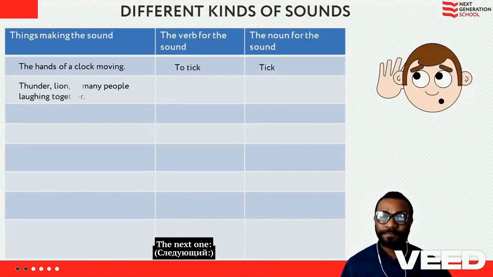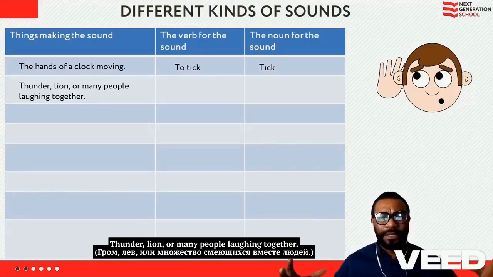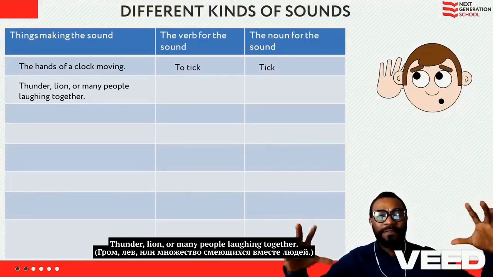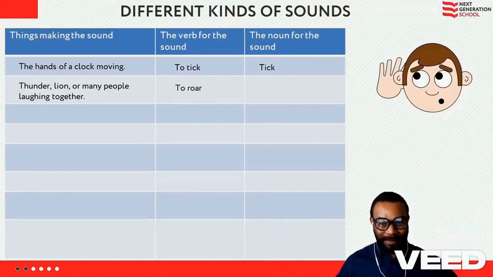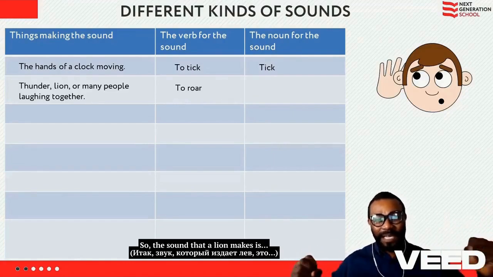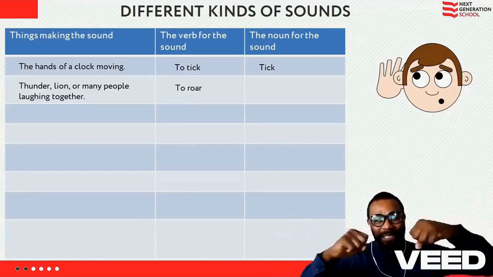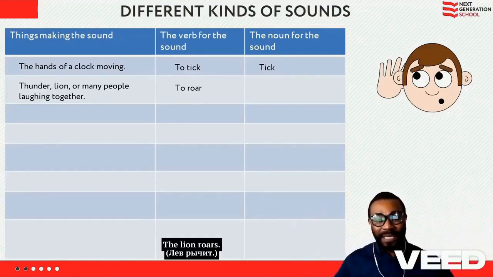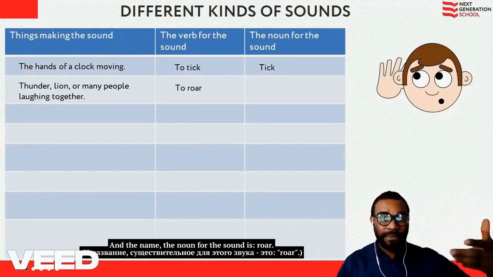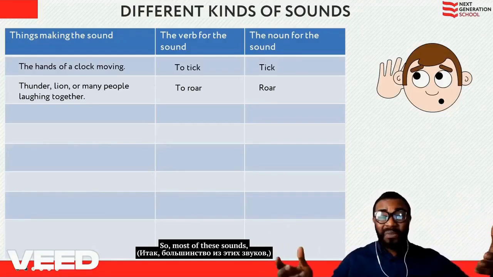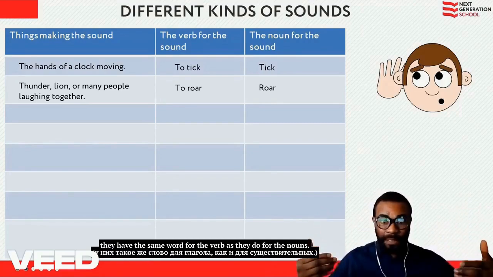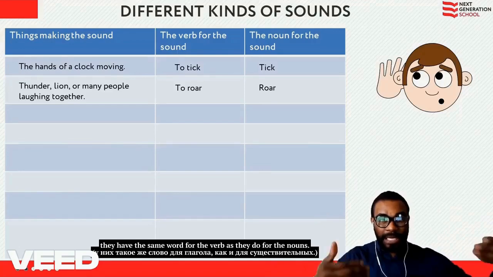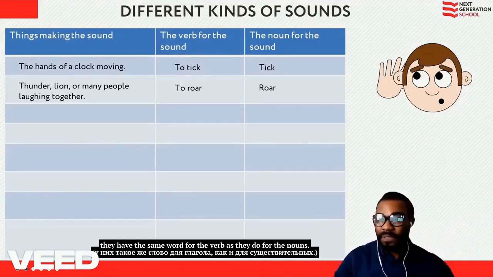The next one, thunder, lion, or many people laughing together. So the verb for this sound is to roar. So the sound that a lion makes is, the lion roars, and the name, the noun for this sound is roar. So most of these sounds, they have the same word for the verb as they do for the nouns.